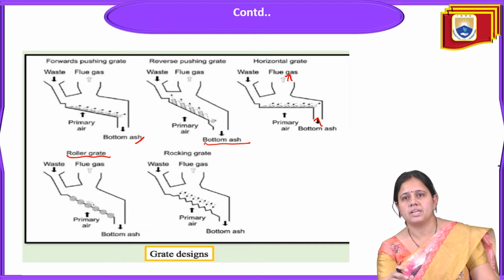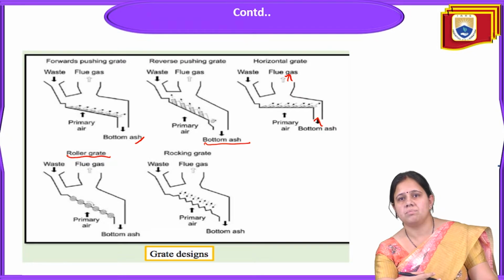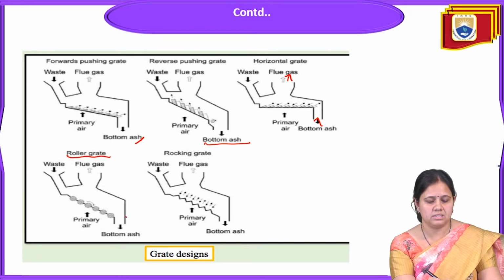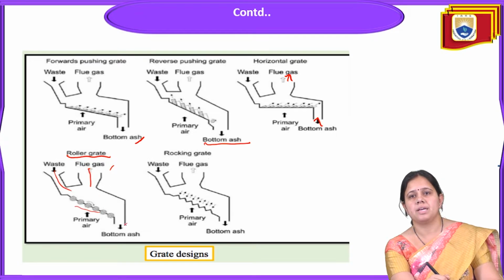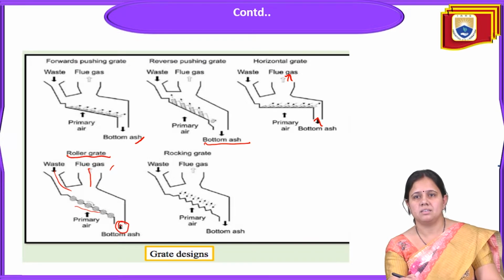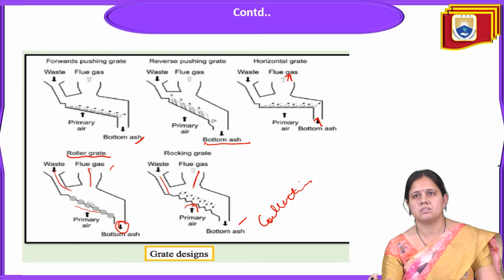First are the roller grate and rocking grate; the roller grate is forward pushing of the grate, then the reverse pushing of grates, and horizontal grates. In these, primary air will come. This is the picture of the roller grate, showing how waste will enter, flue gas will be there, and this will be the primary air, and bottom ash will be collected here. Next, again waste will come, flue gas will go out, the primary air is there, and the bottom ash will be collected here in the bottom ash collection chamber. So this picture represents the grate designs which can be adopted in incinerator types.